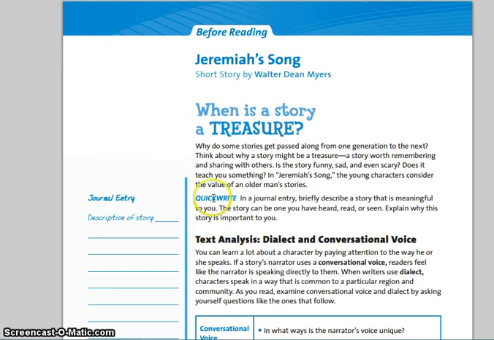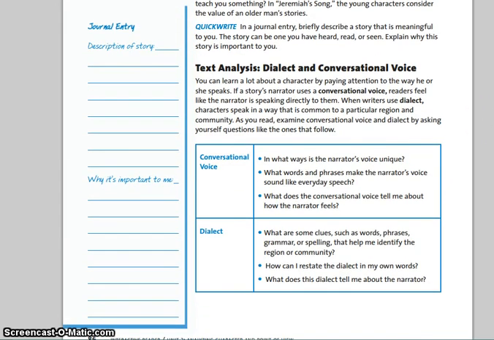For our quick write activity, it says in a journal entry, briefly describe a story that is meaningful to you. The story can be one you have heard, read, or seen. Explain why this story is important to you. And my friends, you're going to complete this journal entry right here on the side margin. On these lines, you're going to write a description of the story, and then on these lines here, you're going to write why it is important to you. Please push pause on the video and go ahead and complete your journal entry.